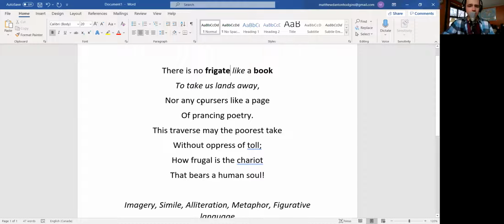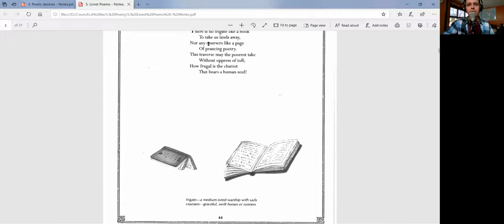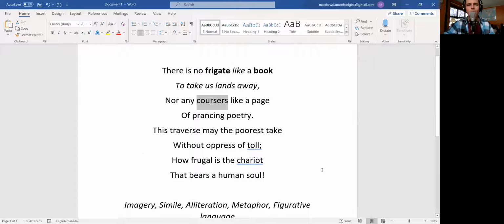Nor any coursers, and we already had a look at what that means. Let's go back just to be sure. Ah, yes, nor any coursers. That means a graceful, swift horse or runner. So again, we're back in that language regarding voyaging, going far, going great distances, out in the wide open, right? Exploring, that kind of stuff. So yet again, we have another comparison in the same format, right? There is no frigate like a book. There is no courser like a page.